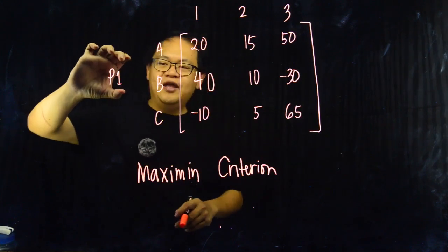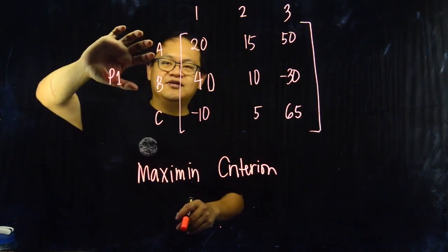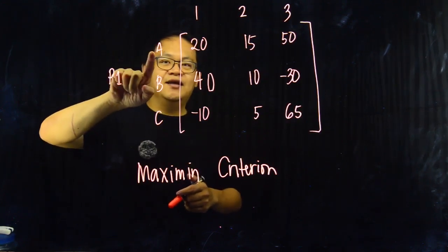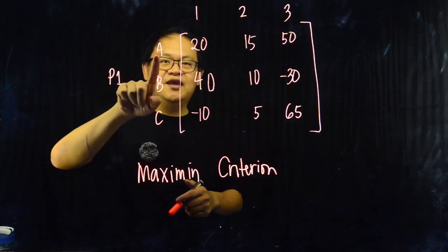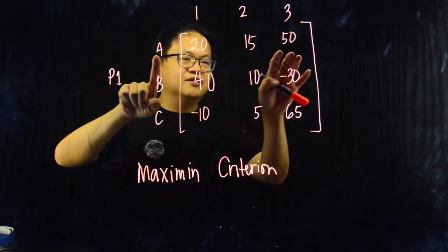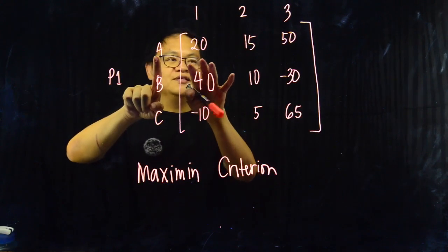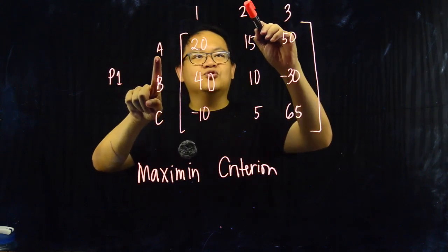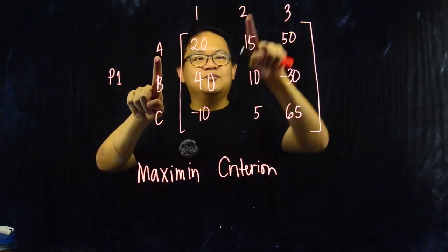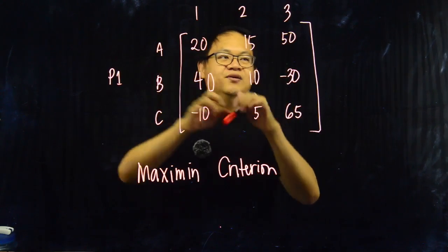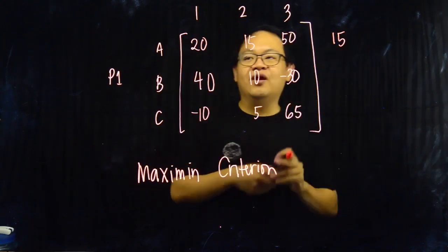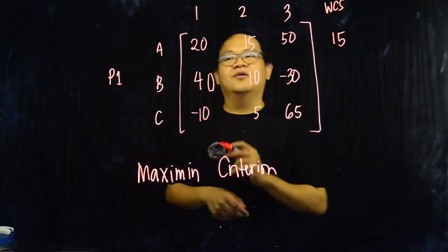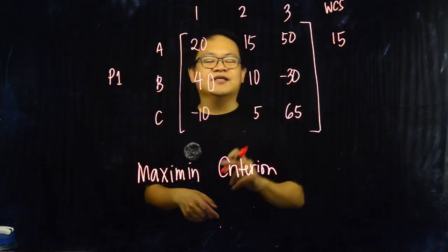Now, for player 1, player 1 has 3 strategies, A, B, and C. If player 1 chooses A, these are the 3 possible outcomes. If player 1 chooses A, what is the worst case scenario? The worst case scenario is for player 2 to choose 2. Why is this worst case? Because 15 is the lowest. So I'll write here 15. 15 is the worst case scenario. WCS is worst case scenario.